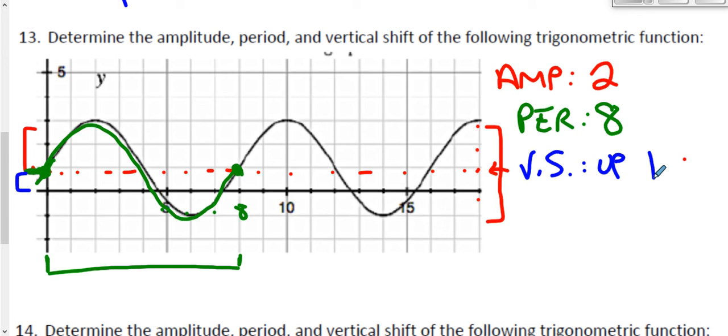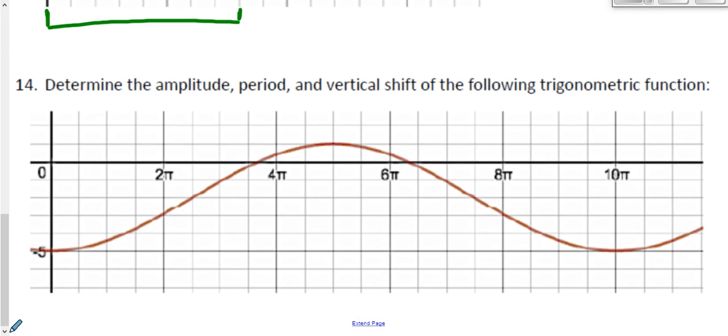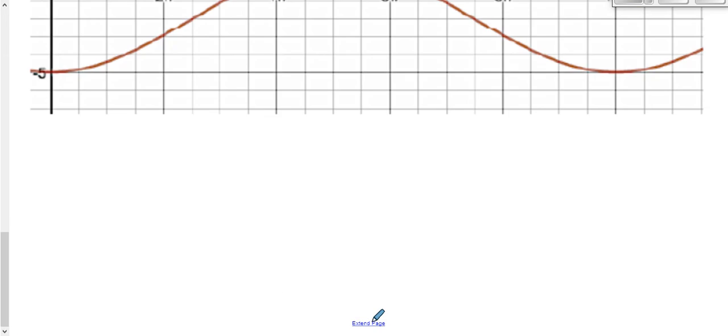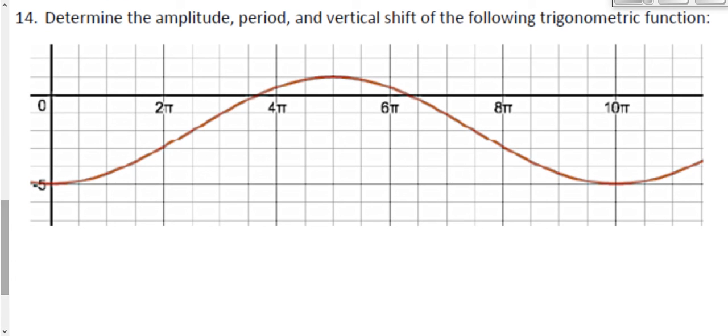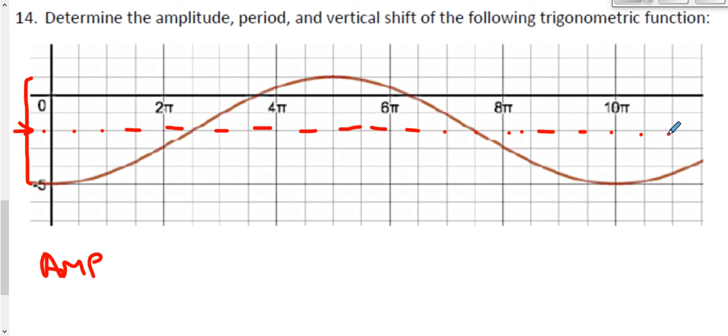All right, let's take a look at question 14. Very similar question. So amplitude, period, and vertical shift. Let's start with the amplitude again. To find the amplitude, I have to find how far it is from its midline. So I have to find its midline. So we are 1, 2, 3, 4, 5, 6 units tall, which means the midline is going to be right here. And the distance we've moved from the midline is a height of 3 units.